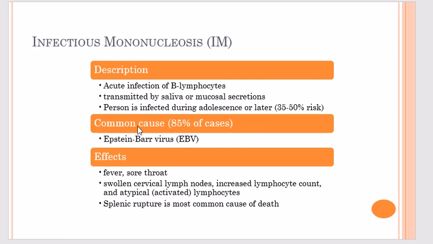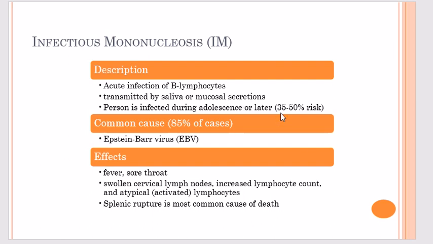Just skipping down here for a moment. And it's transmitted by saliva or by mucosal secretions. A person is usually infected during adolescence or later, and it's also called the kissing disease, and it's more commonly seen when kids go away to university and there's more sharing of saliva and mucosal secretions, even if it's just simply by sharing drinks.